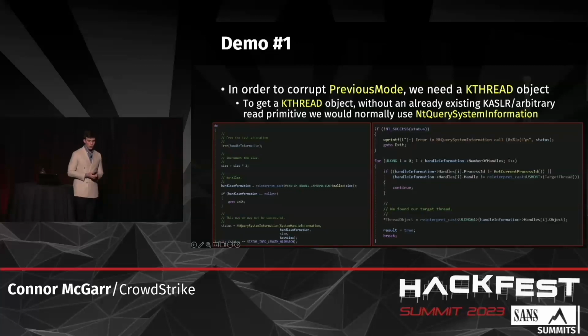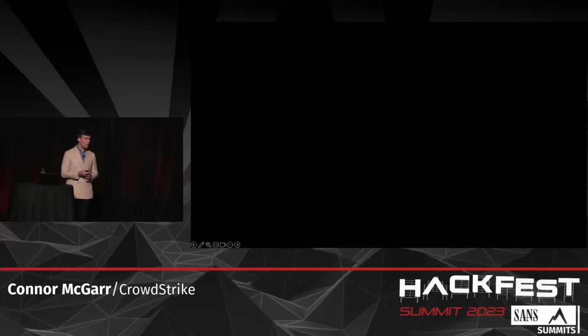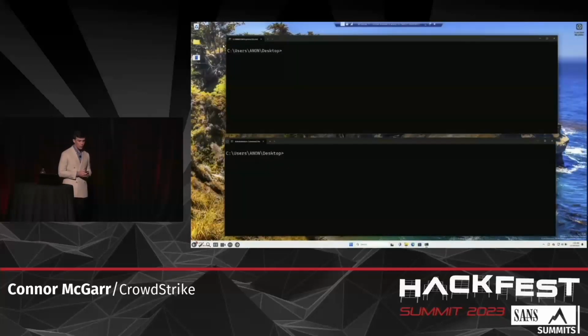So here's an example in C of how you would go about using NtQuerySystemInformation to locate an arbitrary thread object using the process ID of the target process as well as the handle itself. And then I have a demo. I'll kind of explain it first because it goes quickly. On the top, I have a command prompt that's running as admin. And on the bottom, I have one that's not running as admin, excuse me, or flip that. Top one is unprivileged.